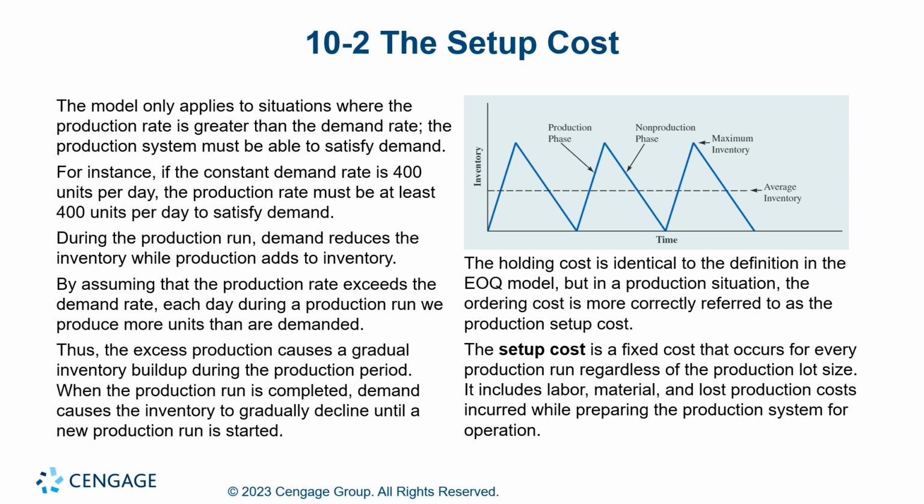So as in the EOQ model, we are now dealing with two costs. Number one is the holding cost, and number two is the ordering cost. Here, the holding cost is identical to the EOQ model. However, the interpretation of the ordering cost is slightly different. In fact, in production situations, the ordering cost is more correctly referred to as the production setup cost. And this cost, which includes labor, materials, and the lost production costs incurred while preparing the production system for operation, is considered a fixed cost that occurs for every production run, regardless of the production lot size.